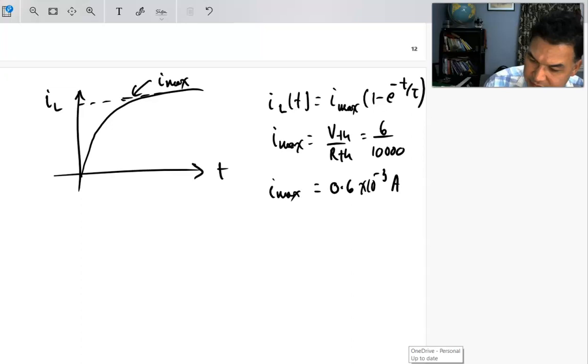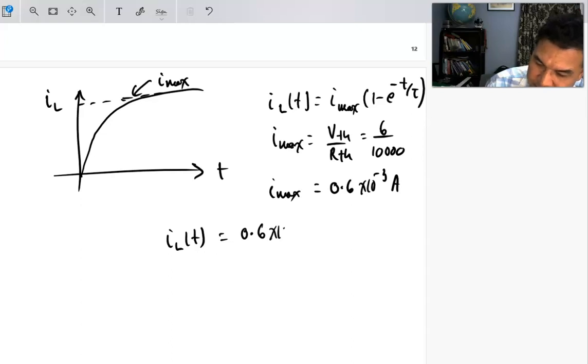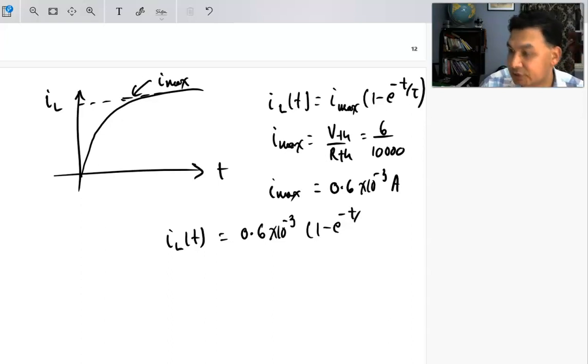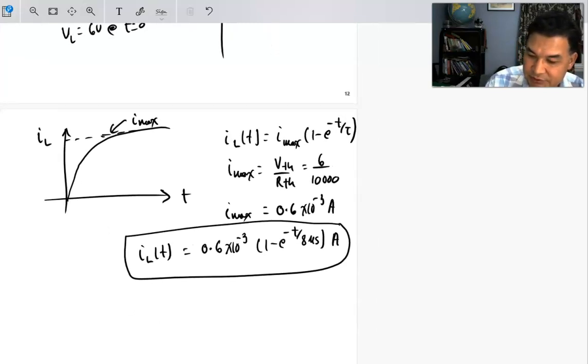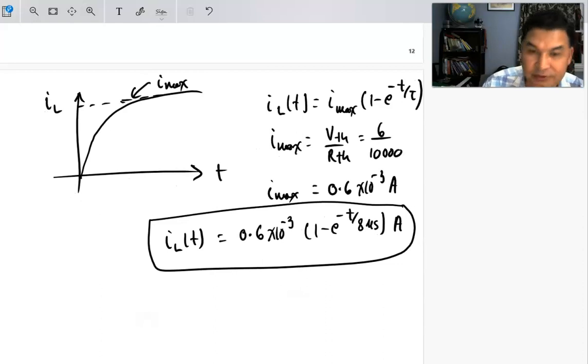And then your current function is 0.6 milliamp. Let's keep it in amp. And 1 minus e to the minus t over the time constant, which was 8 microsecond. And this is measured in amps. So this is how the current changes as a function of time. And that exactly matches with the results from our differential equation method.